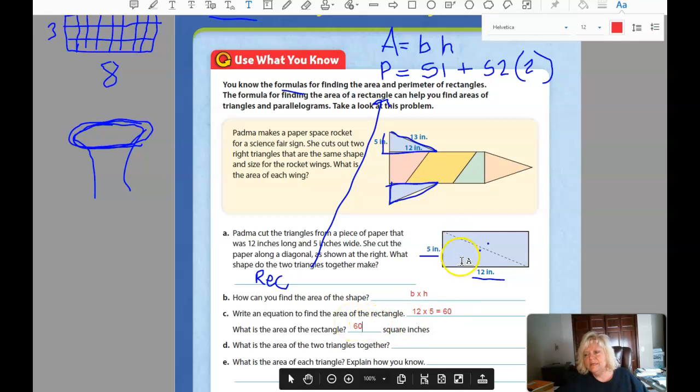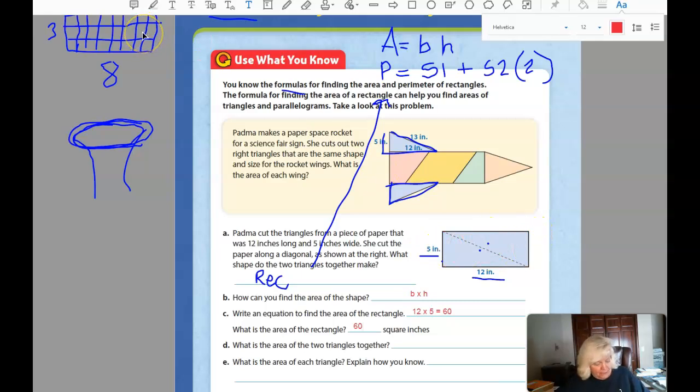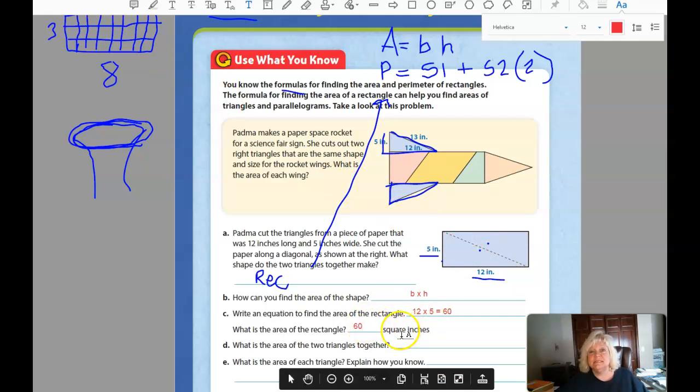60. How many squares would be in here if I drew those lines again, just like I did up here? There would be 60 squares. So we call it 60 square inches. So what is the area of the two triangles together?